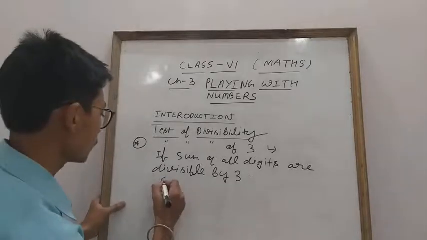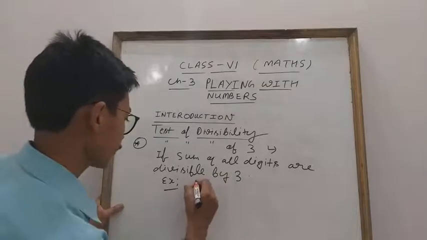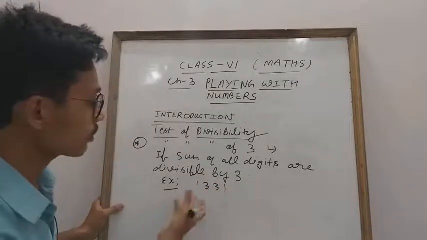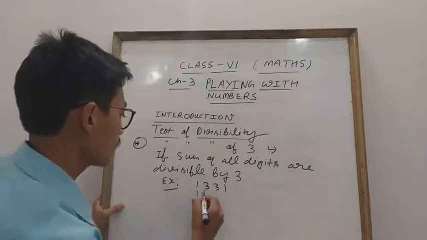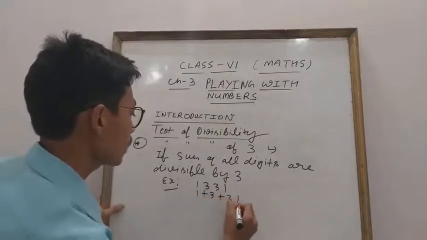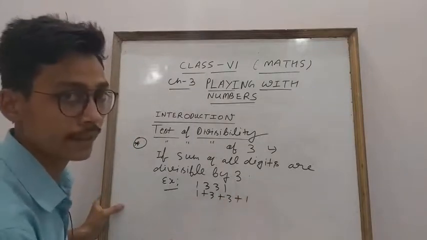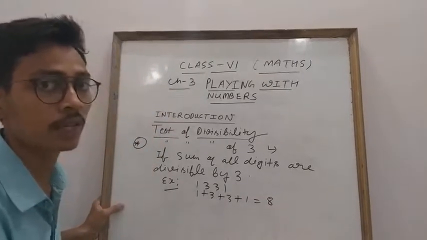For example I am taking, student, see carefully, that is given 1 3 3 1. Let us assume this is the number given. We have to check whether this is divisible by 3 or not. So 1 plus 3 plus 3 plus 1. 3 plus 3 is 6, 6 plus 1 is 7, 7 plus 1 is 8. So it is 8. 8 is not divisible by 3. It means the number is not divisible by 3.